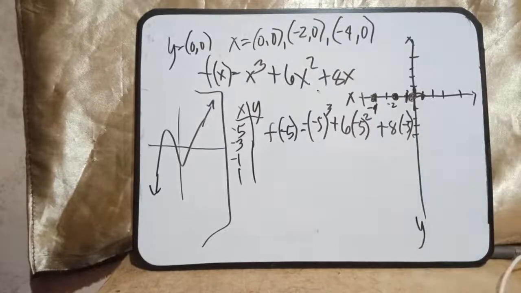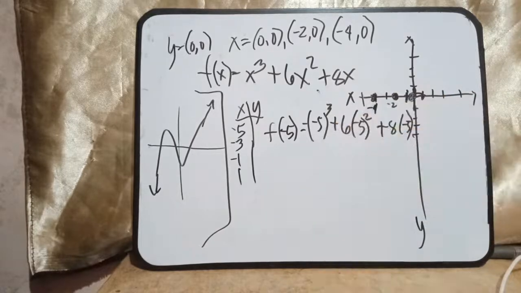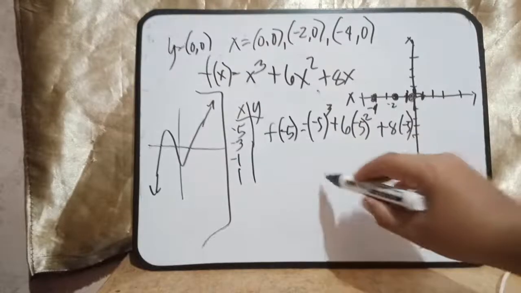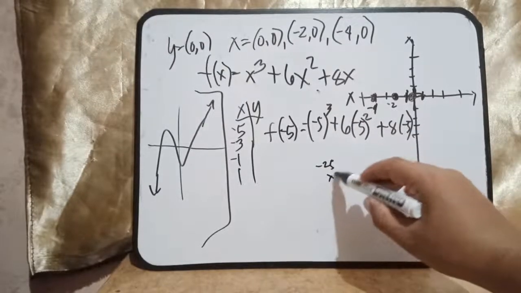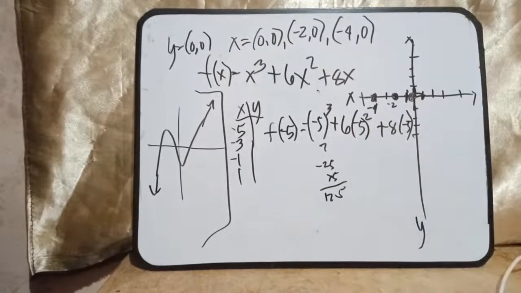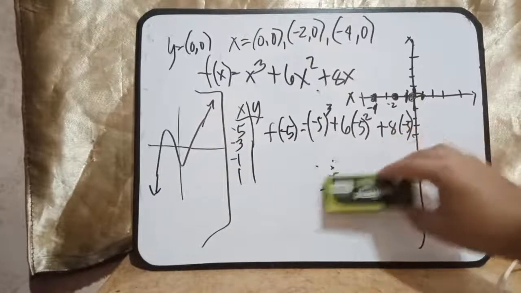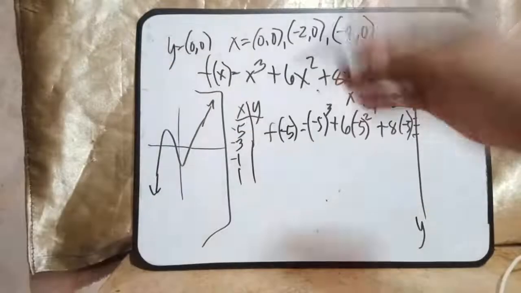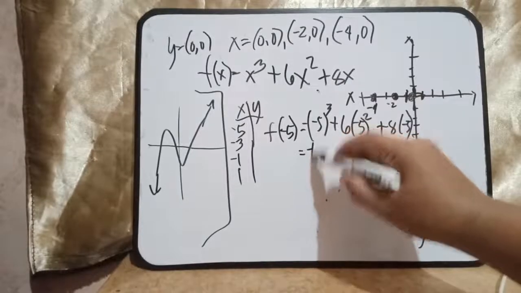Okay, so ganun lang. Ang gawin natin is multiply natin. So negative 5 times 5, that is 25. Okay, so negative 25 times 5, that equals negative 125. So it's negative 125.